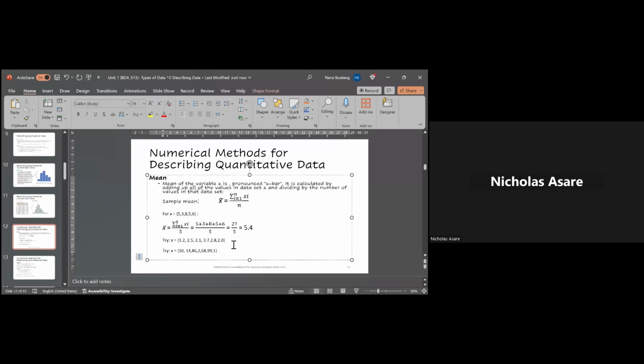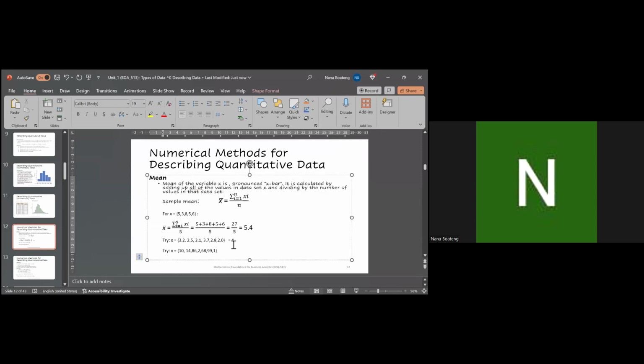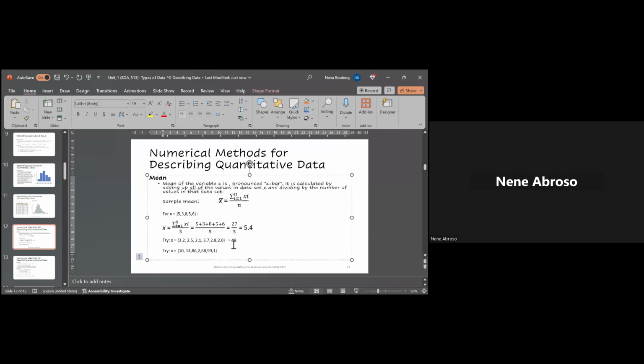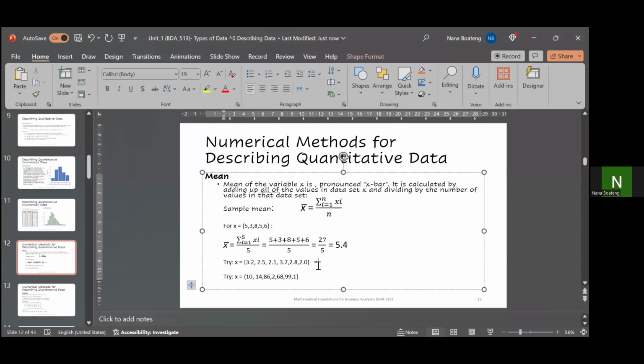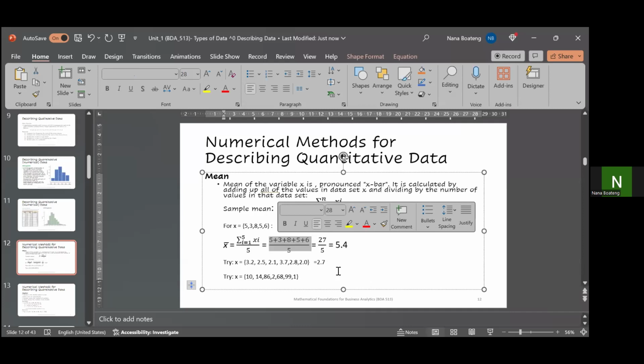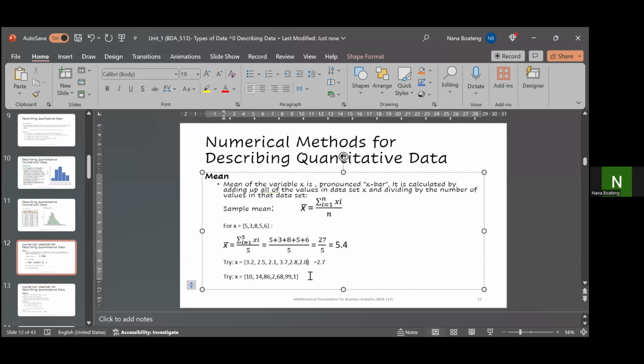40. Did we all get 40? Are you sure it's 40? 2.7. So we have two answers now, 40 and 2.7. What did you get? 2.7. Okay, so we added everything in the data set and then divided by the number of observations. Let's try the second one.